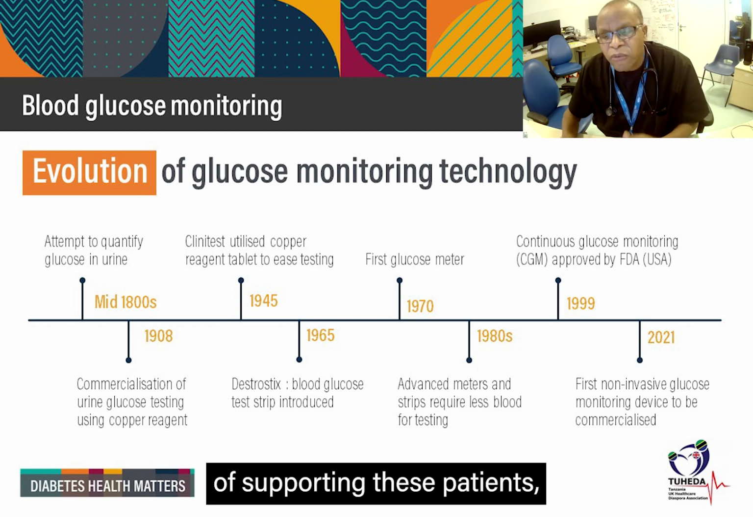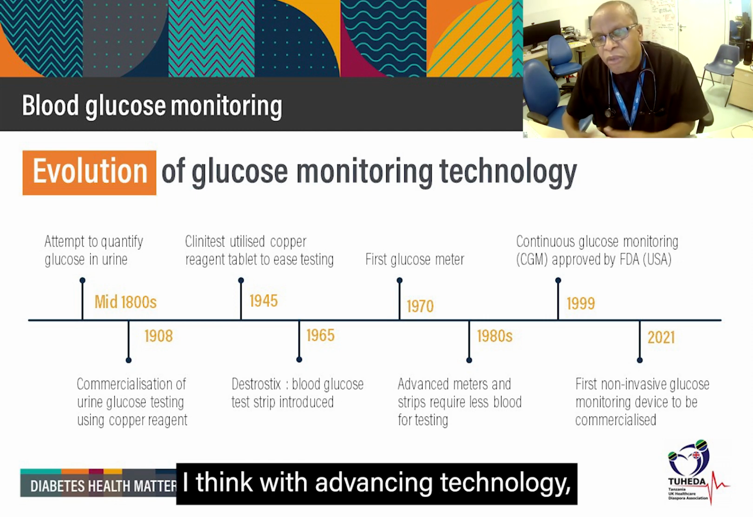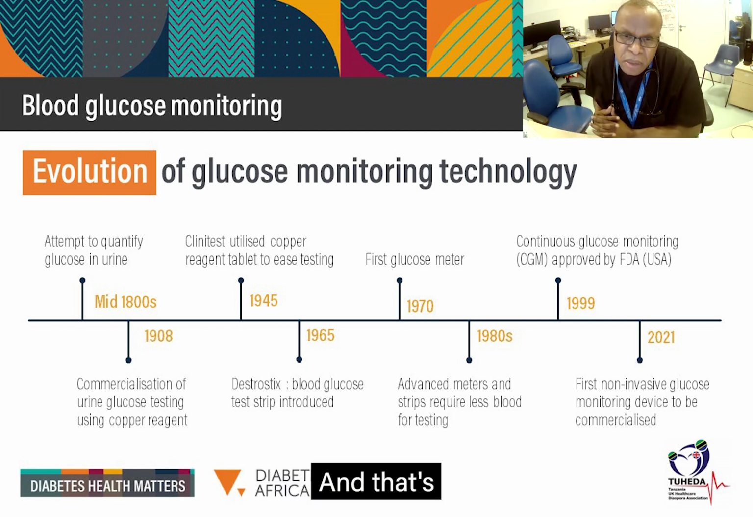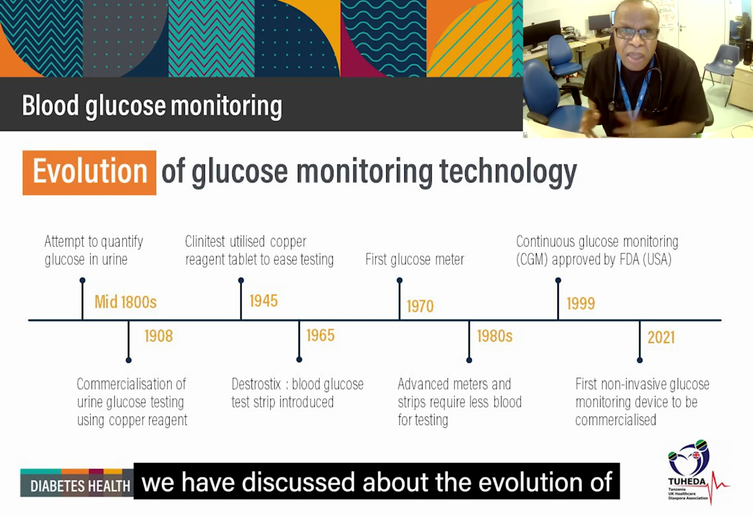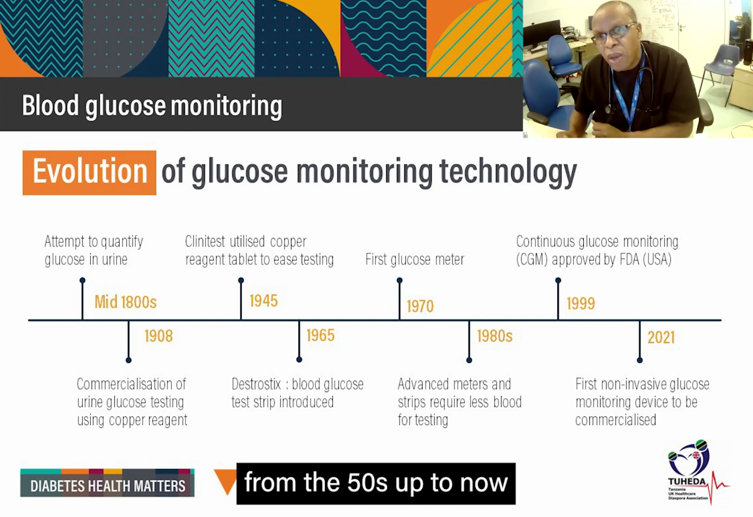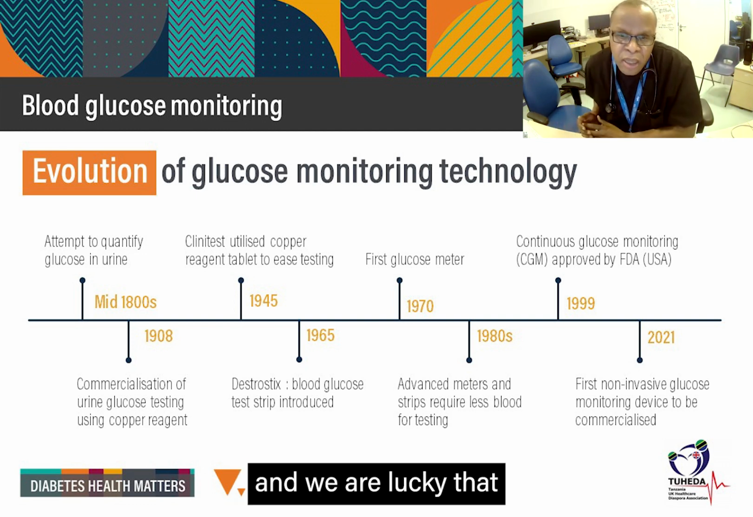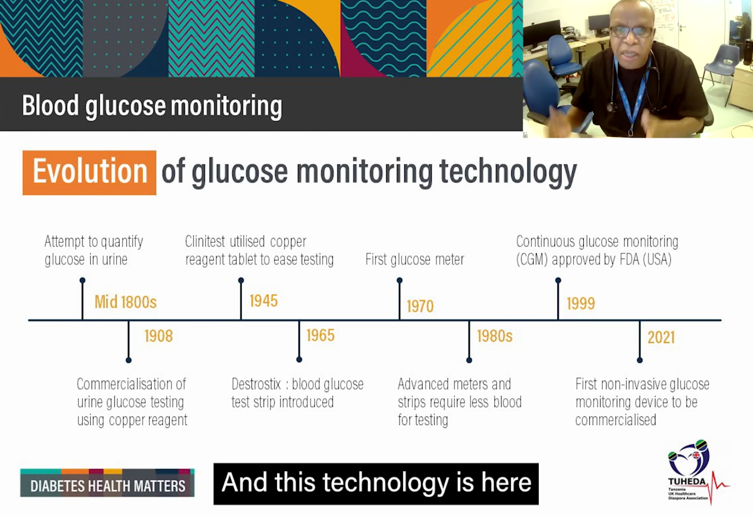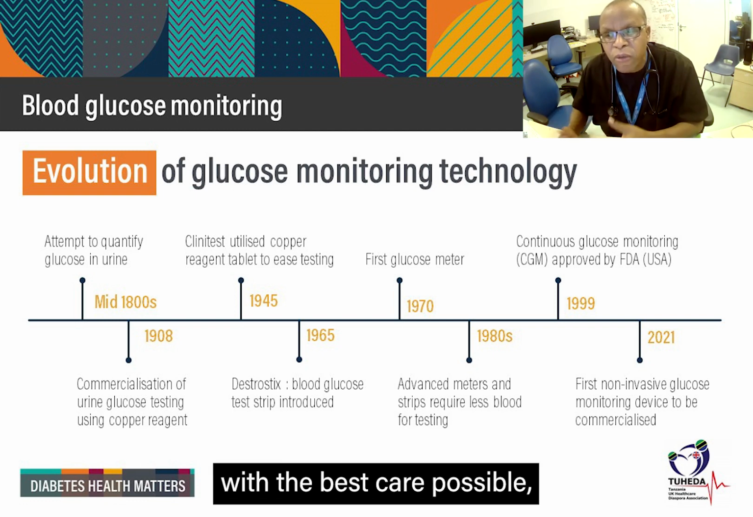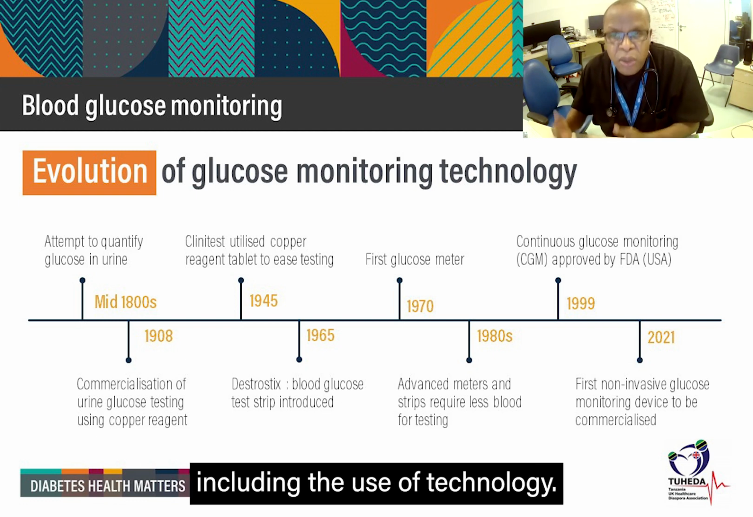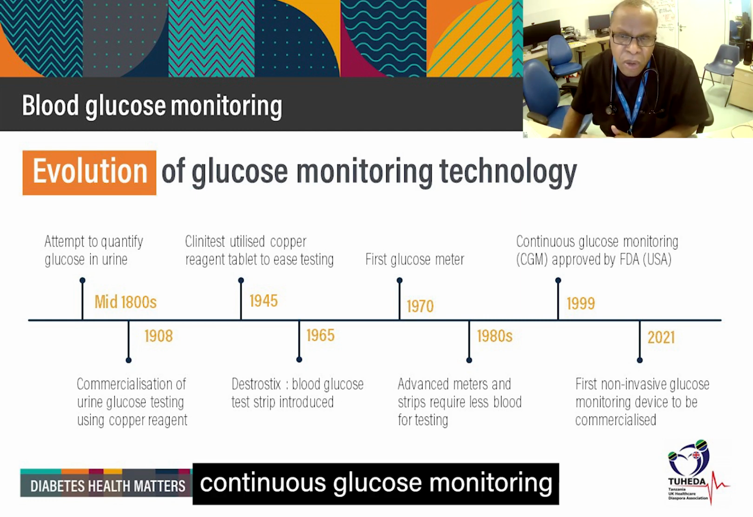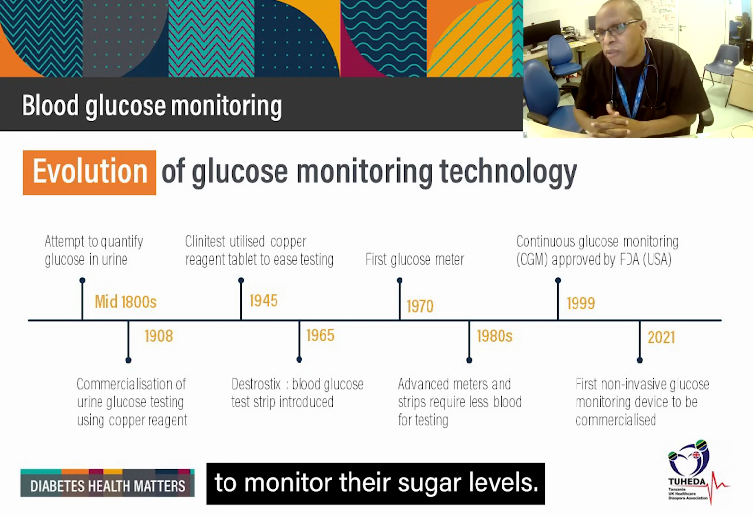And therefore, in terms of supporting these patients, I think with advances in technology, patients are getting better care. That is why we're here to discuss the evolution of glucose monitoring from the 50s up to now. We are lucky that there's advance in technology, and this technology is here to support our patients. Our patients have to be provided with the best care possible, including the use of technology, and that includes using continuous glucose monitoring to monitor their sugar levels.